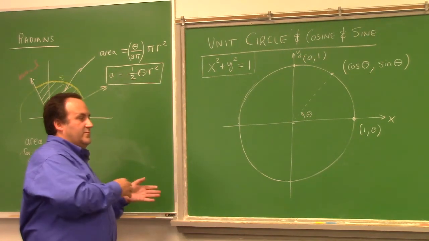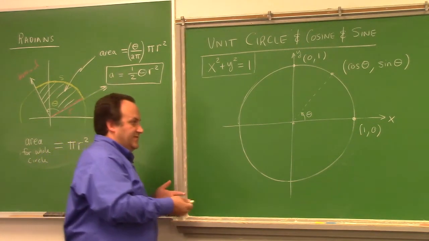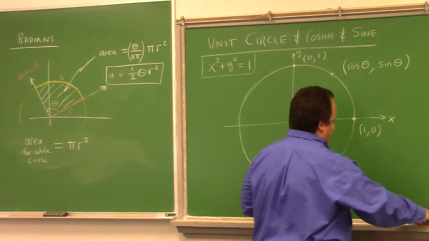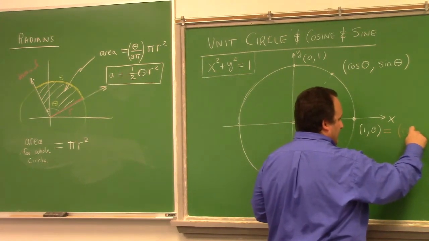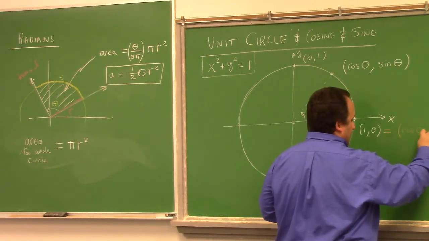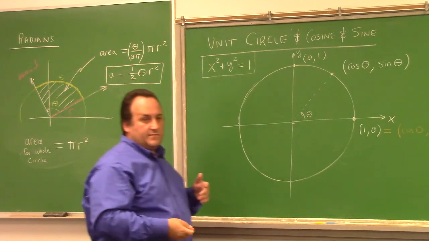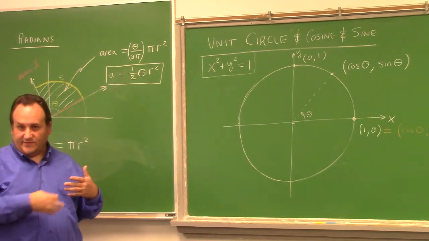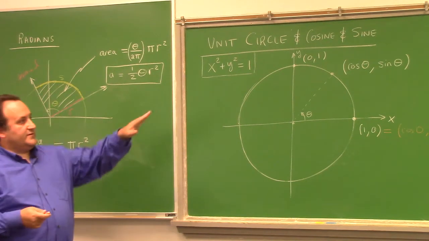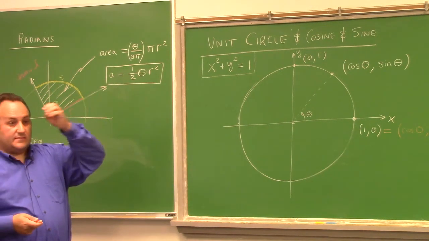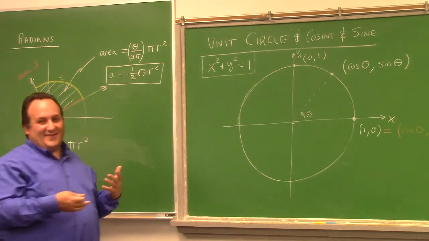So some really simple stuff. What would cosine of 0 be? What would sine of 0 be? So 1, 0 is what? It is cosine of 0, sine of 0, right? Because that's where 0 radians is, right? This is cosine and sine in radians. Well, excuse me, actually, you could go either way, right?